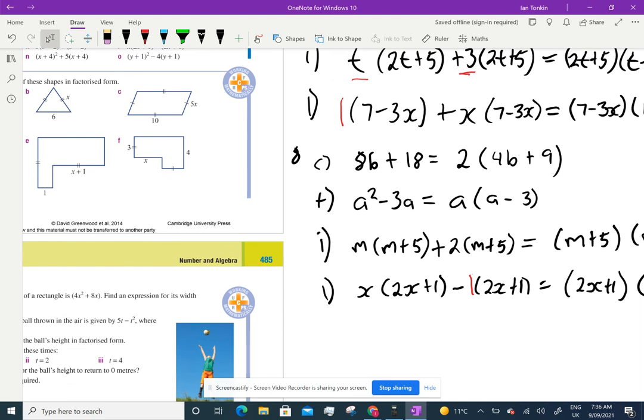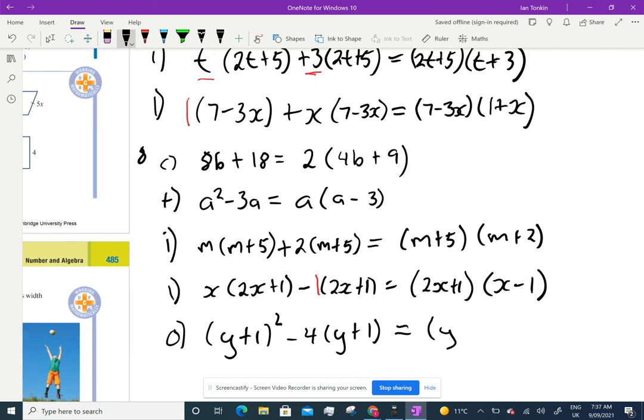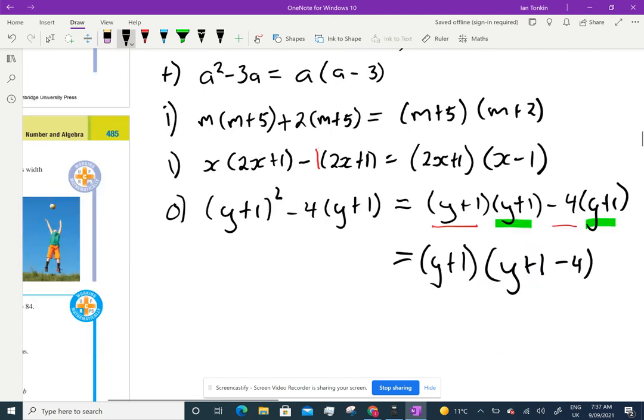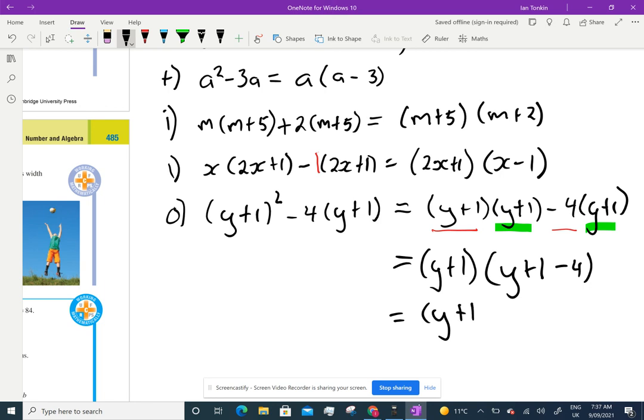And the last one, O. y plus 1 squared minus 4 times y plus 1. Now I'm going to write this out. I don't need to, but just for you, that's y plus 1 times y plus 1 minus 4 times y plus 1. So I'm going to take one of these out from both of them. I'm going to take y plus 1 out the front. And what am I left with here? Well, I'm left with that, and then I'm minus 4. I'm going to put it all in brackets. So I've got y plus 1 minus 4. Y plus 1 minus 4 is just y minus 3.